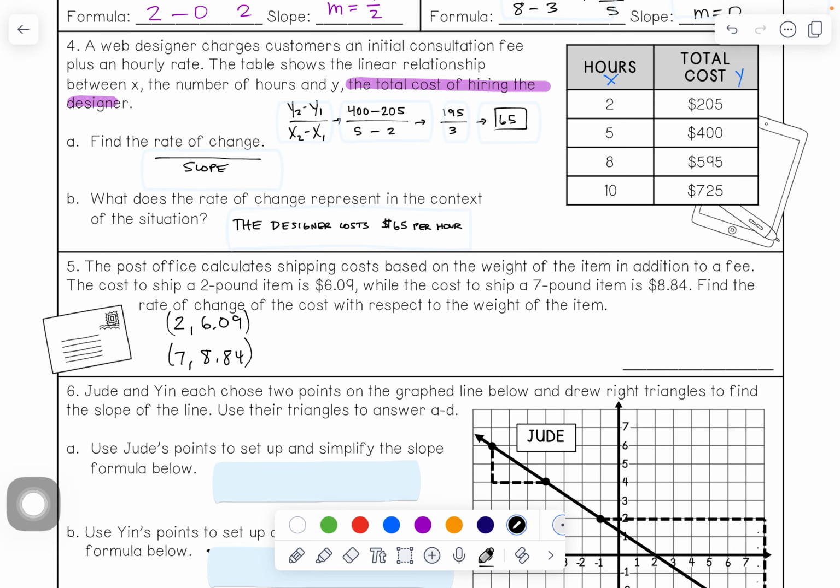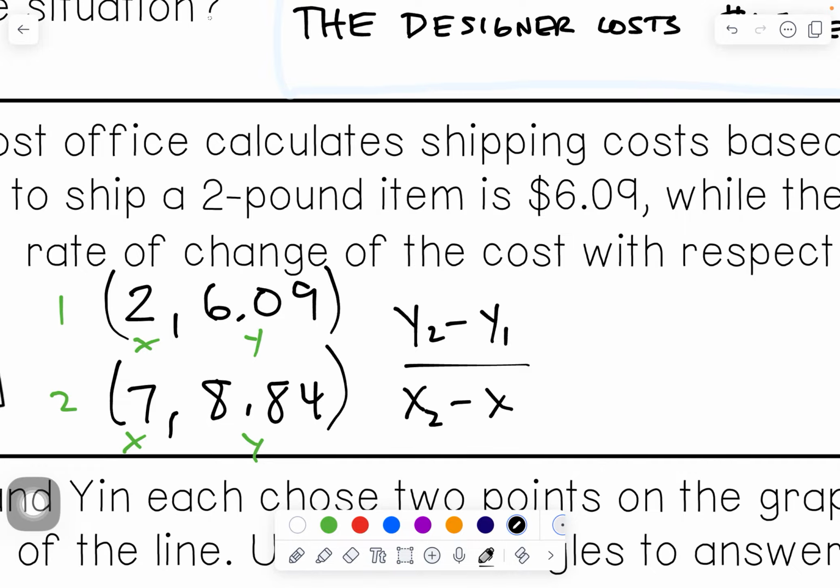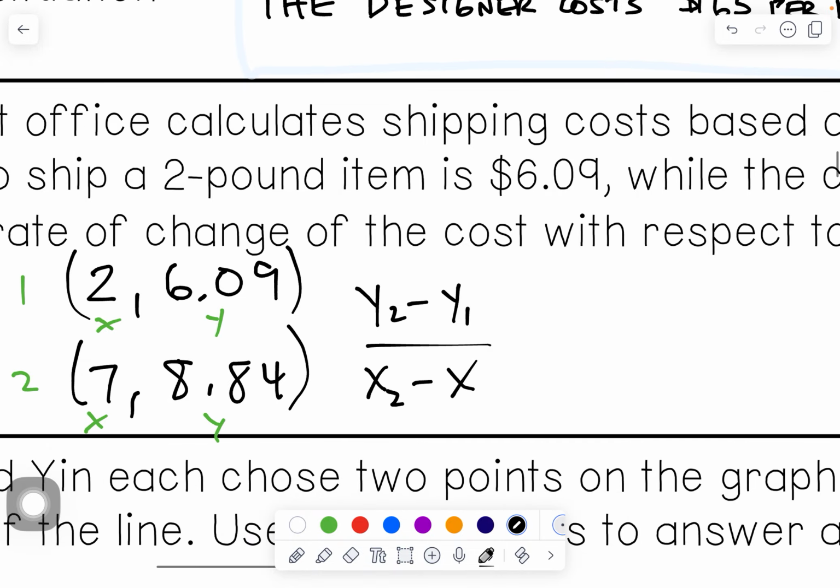Find the rate of change of the cost with respect to the weight of the item. So I'm going to do the same process, right? Okay, I have x's and y's. Label which one's my first point, which one's my second point. You can pick whatever you want. Write my formula, y2 minus y1 over x2 minus x1. I'm going to plug in the values that I know. Now it's a little messy because of decimals, but I have a calculator. It's okay. 8.84 minus 6.09.